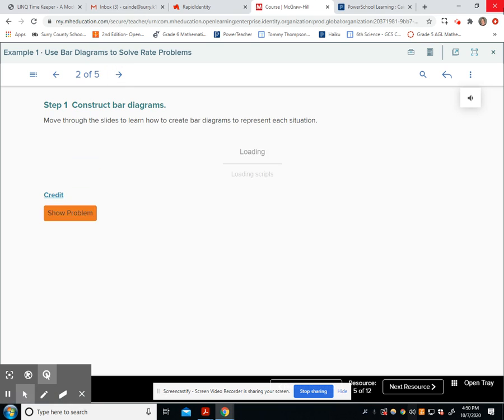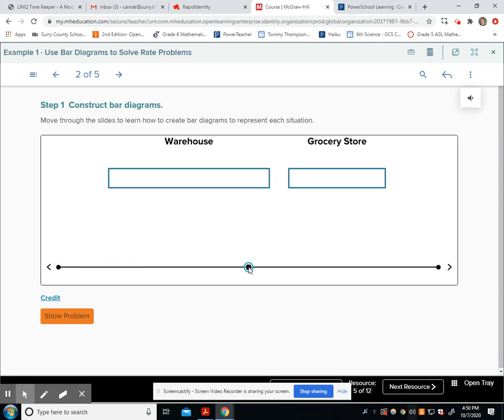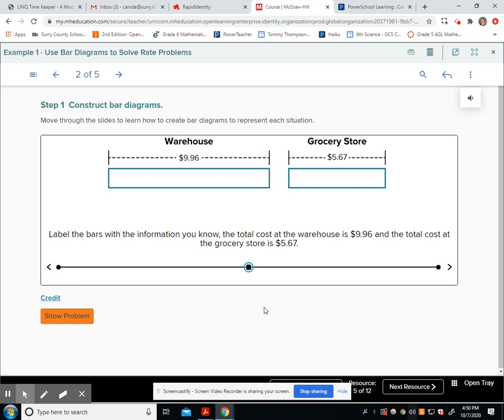Now, our first step is to construct the bar diagrams. This bar represents the warehouse. This bar represents the grocery store. After you do that, we need to label the bars with the information that we know. I know at the warehouse the total cost is $9.96, and at the grocery store the total cost is $5.67.